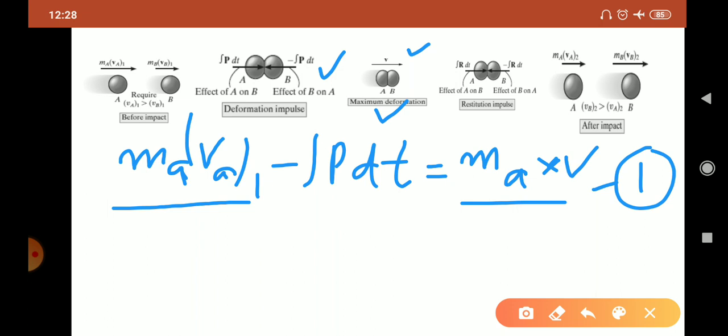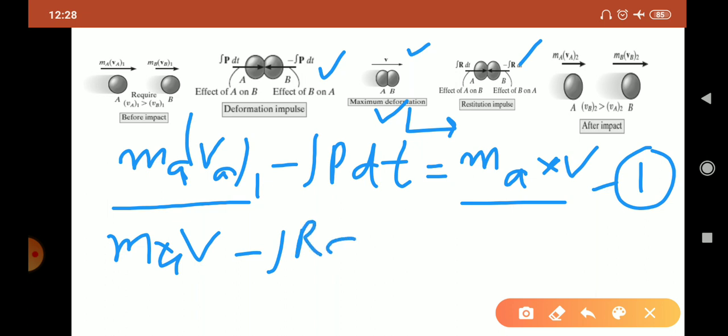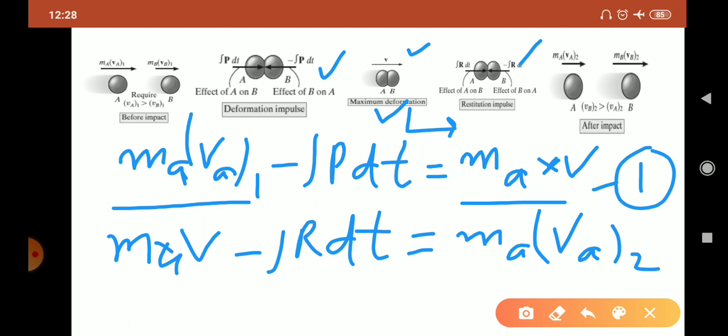Now we'll start with another equation. What is happening after this? After this, on the same momentum, which is ma into v, we'll add the rebounding impulse, so minus R dt, that will be equal to, when we add this rebounding impulse, what will it give us? This will give us ma va2. This is the final separation case. So this is equation number 2 we'll get.